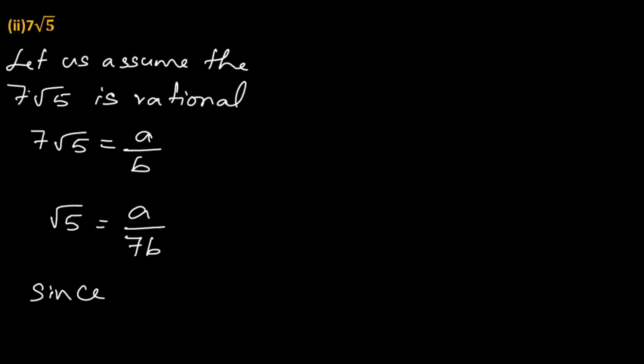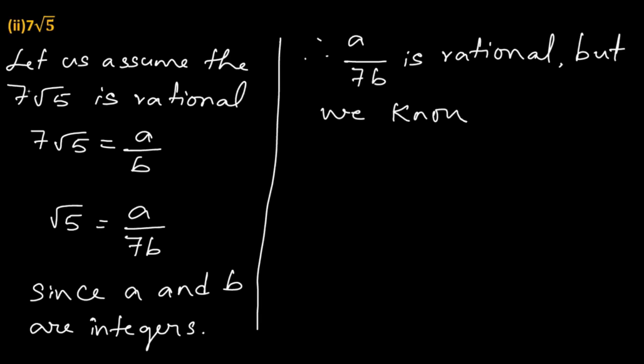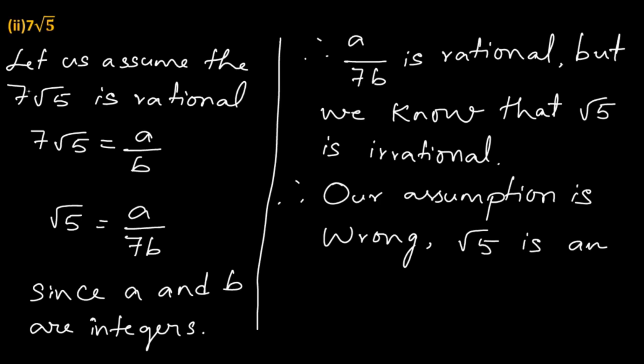Hence, a and b are integers. Therefore, a by 7b is rational. But we already know that root 5 is irrational. Therefore, our assumption is wrong. If our assumption is wrong, 7 root 5 is an irrational number.